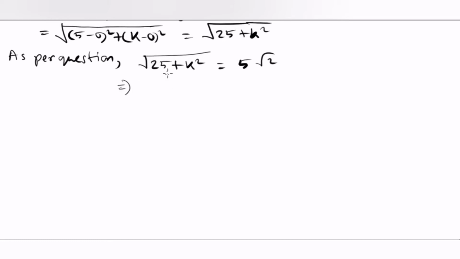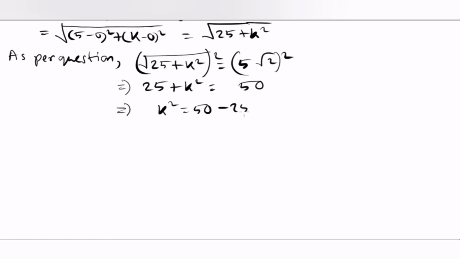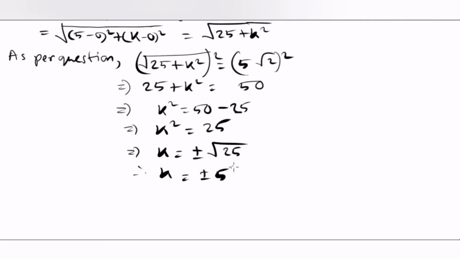So here our purpose is to determine the value of k. Both of the sides are having a square root, so we can square both sides of this equation. So we get 25 plus k square is equal to 50. Then k square is going to be 50 minus 25 by the method of elimination. So k square is equal to 25. So k is equal to plus or minus the square root of 25. So the value of k is plus or minus 5.